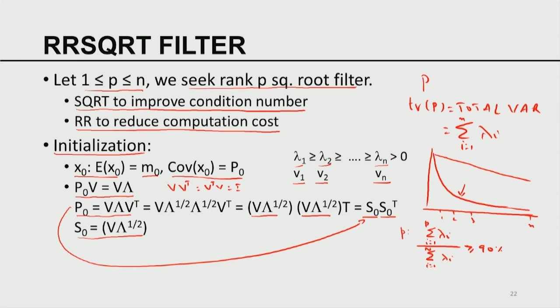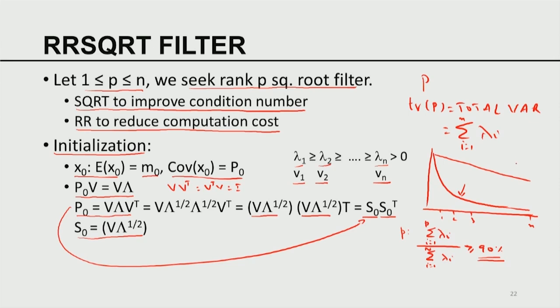You decide the level of approximation you are willing to contend with. Given that level, 90, 80, 99, I can compute a p that corresponds to this inequality: the sum of the first p eigenvalues to the total sum of all the eigenvalues is greater than or equal to a previously accepted threshold of 80%, 90%, 99.5%. So that is how I am going to pick a p.